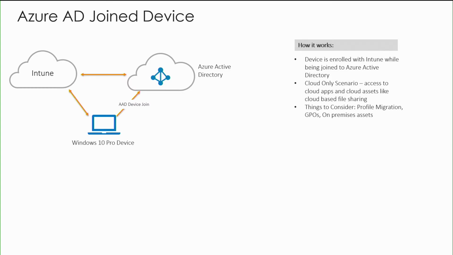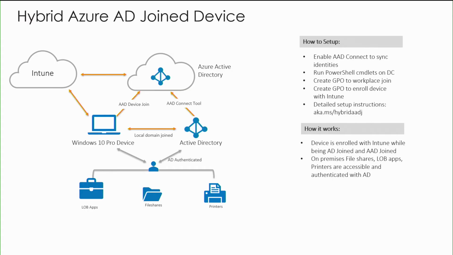So consider this configuration for those customers that are looking to be cloud only or cloud first, because this kind of configuration, where it is joined to Azure Active Directory and managed by Intune, may not be suitable for customers that have on-premises assets or line of business applications that rely on an on-premises DC. This is the configuration that we recommend for customers right now with on-premises assets that need to be accessed.